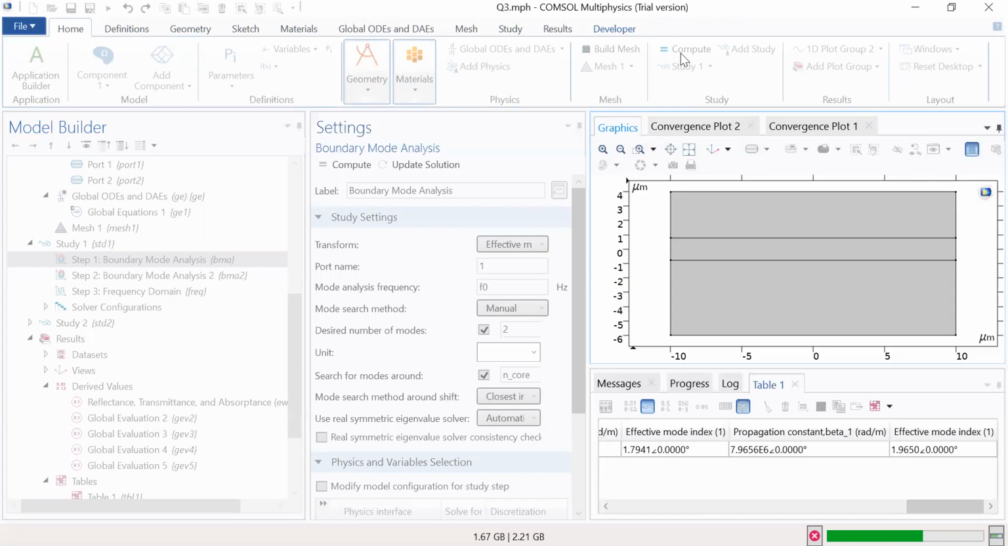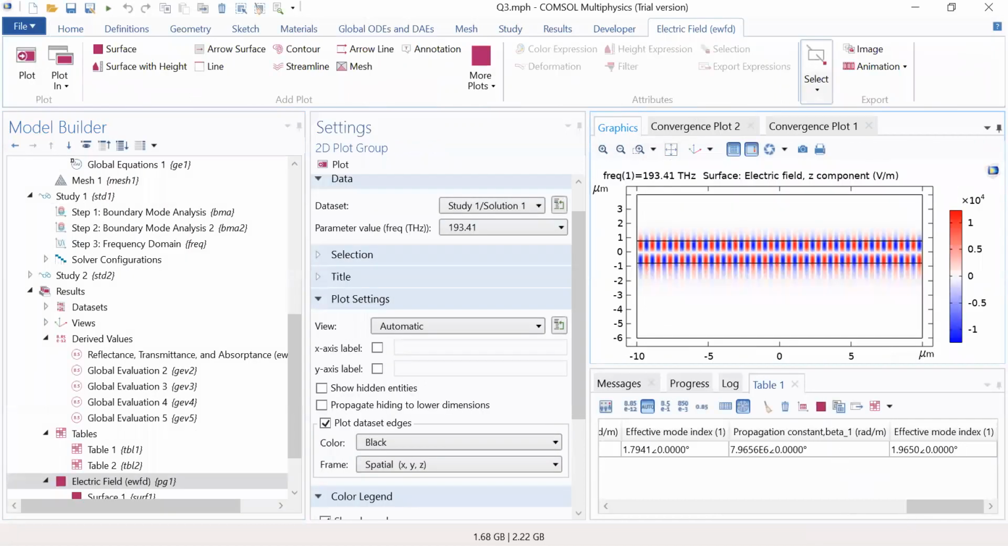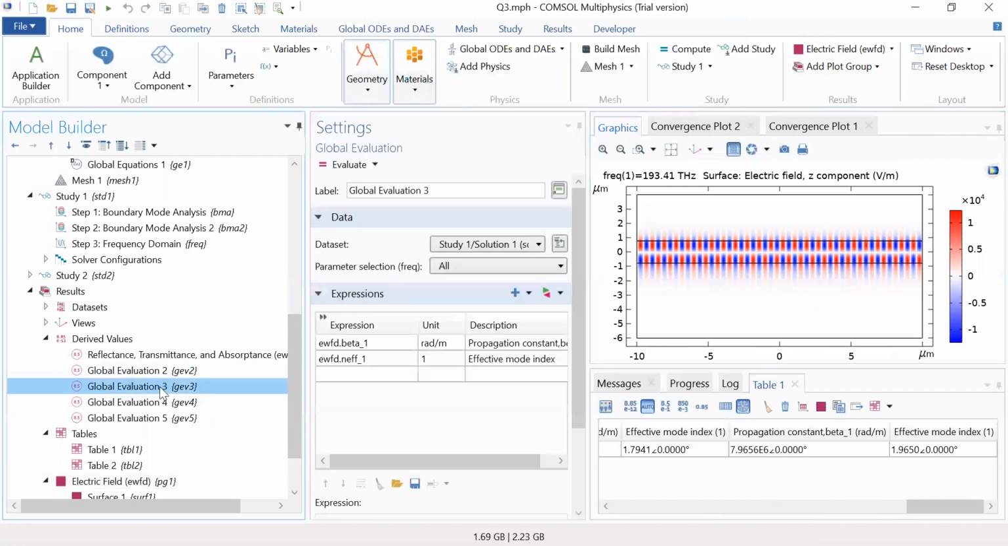Earlier it was 7.96, and now you need to first go to global evaluation 3 and evaluate. Now it becomes 7.55. So within one iteration, from 7.96 to 7.55, it is a huge change. And you can also see this from the surface plot.